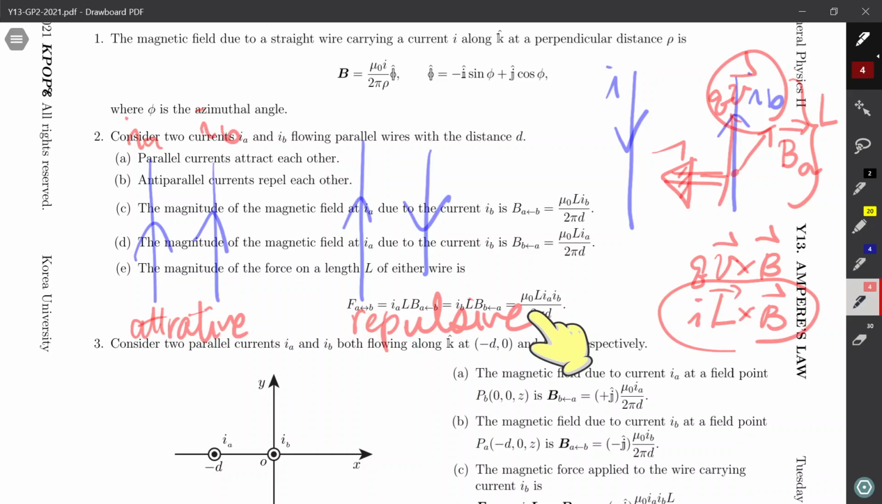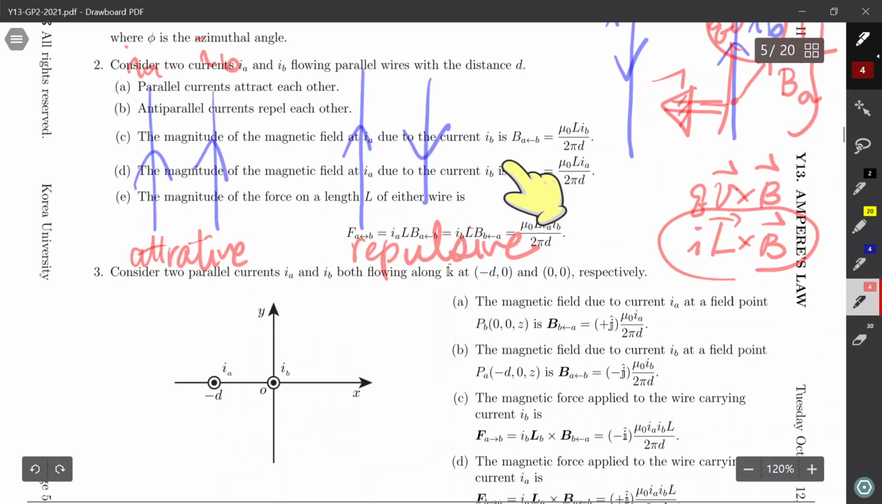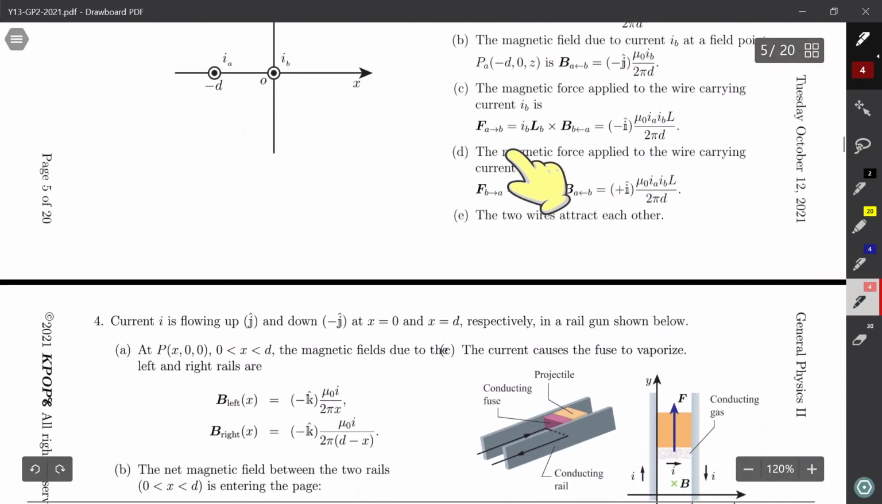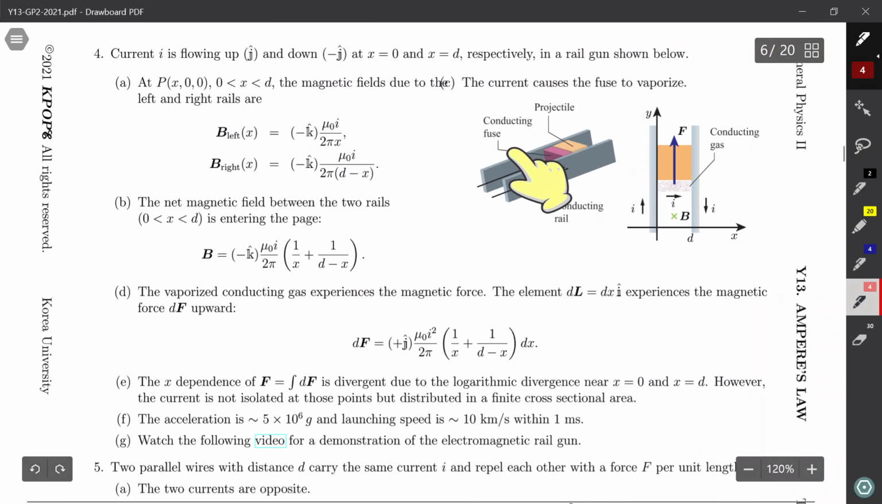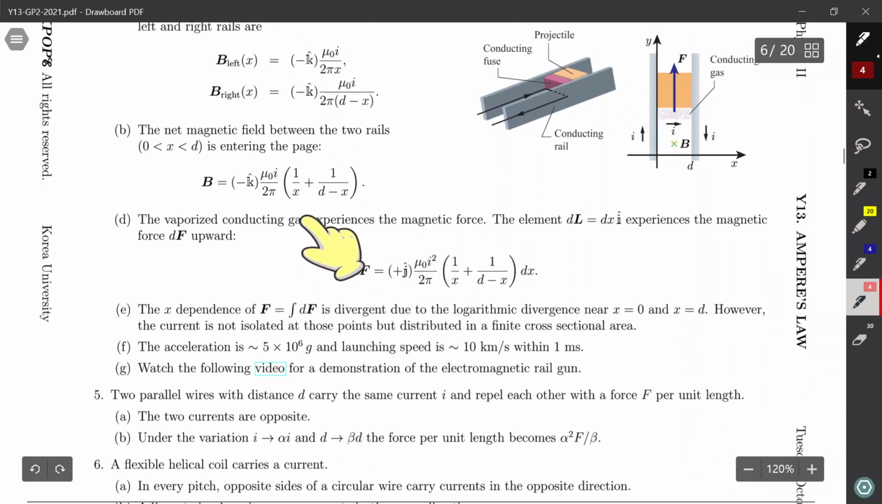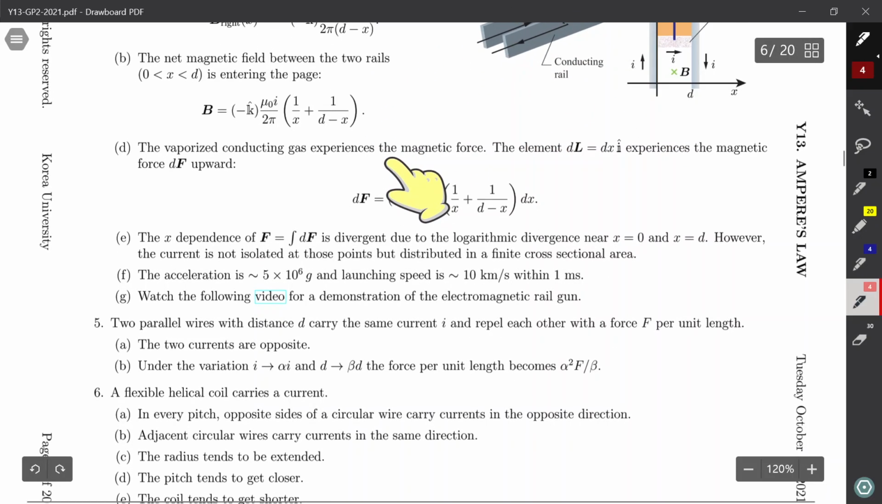And detailed computation is given in here. A nice example is a railgun, and please follow the detailed derivation for the railgun, how it projects, how to shoot a projectile in a very fast way.